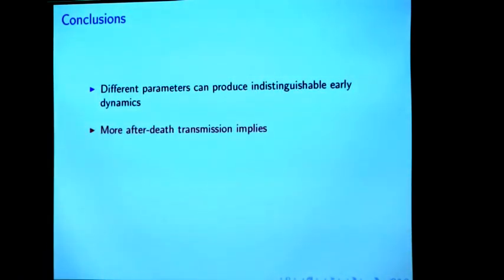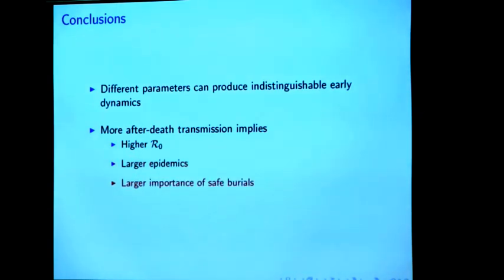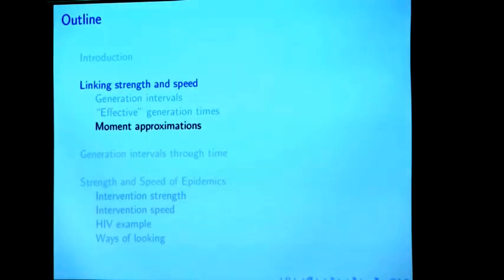But different parameters produce indistinguishable early dynamics, but more after death transmission always implies a higher R0. You don't need a black box or a big statistical fit. As you move transmission later, you're increasing G hat, you're increasing your estimate of little r. These other things seem trivial to me. So that's one way I've thought about linking little r and big R. And to me, it's very intuitive, but not always practical.